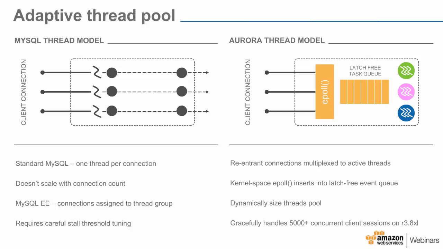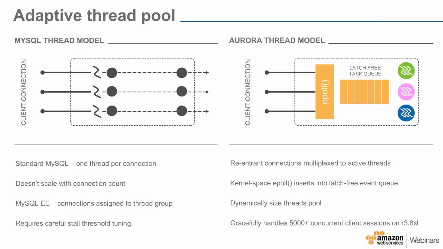Now, even in case of the thread group, you have to do a lot of experimentation with the thresholds to make sure you hit at the right point that gives you the best performance. Whereas in Aurora, we have a totally different thread pooling model or thread model.